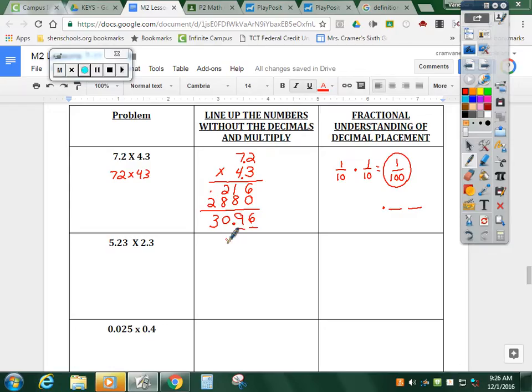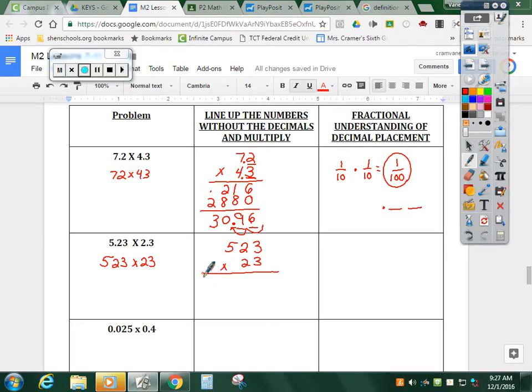There is another way to do this, a little bit of a shortcut. You count how many places are behind the decimal in your factors. There's 1, 2 places total. So you move your decimal in from the end of the number 1, 2 places. So let's see if this works for the next one. Let's go with our first step 2. We're going to pretend these numbers do not have any decimal places in them. So I'm going to line this up like it's 523 times 23.